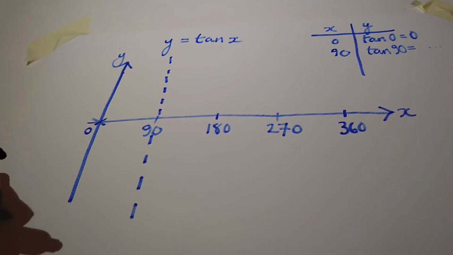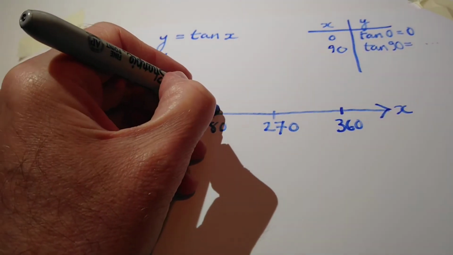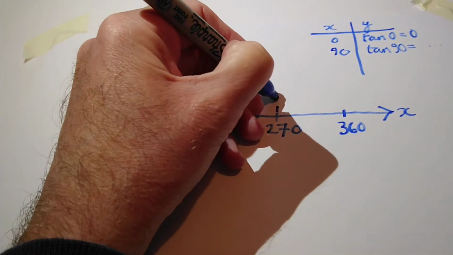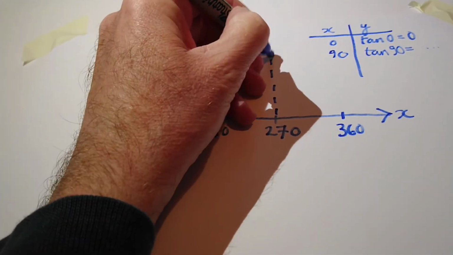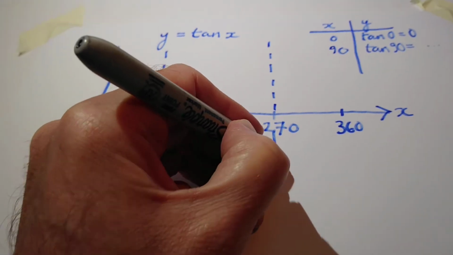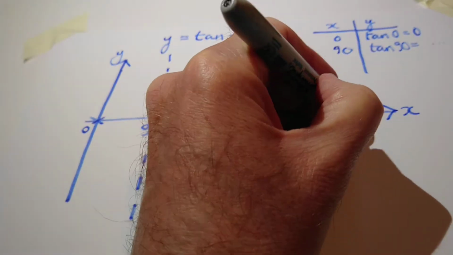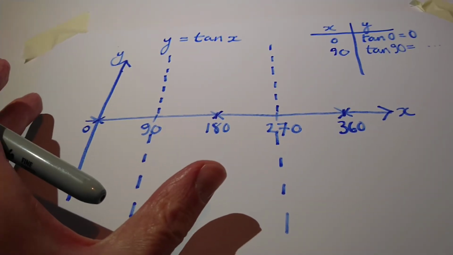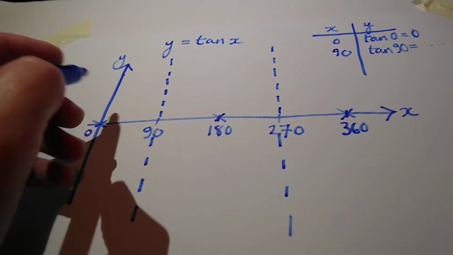on the graph. If you do the tan of 180, you'll find that the answer is 0 again. And then if you go to 270, once again, you can't define a value there. If you do the tan of 360, you'll have a 0. So we've got some info which is relevant, but obviously it's not enough to actually sketch the graph.